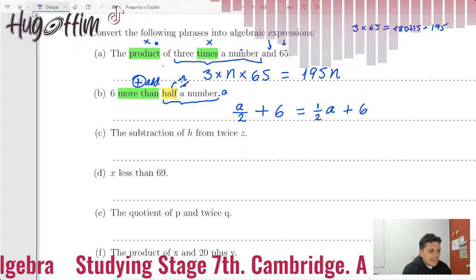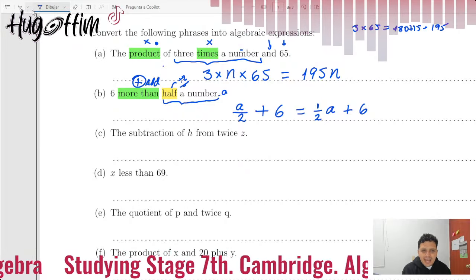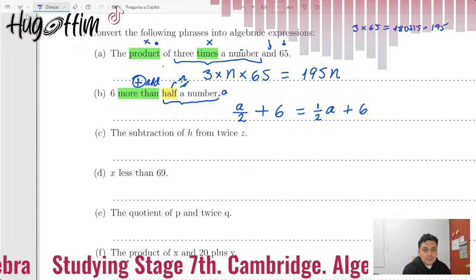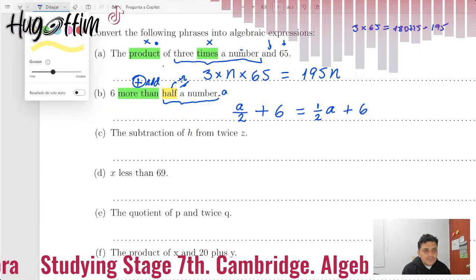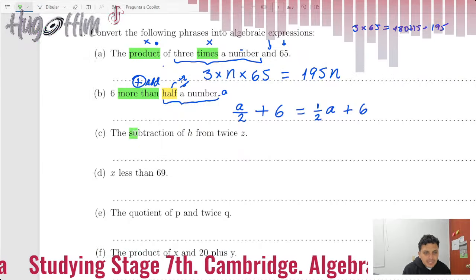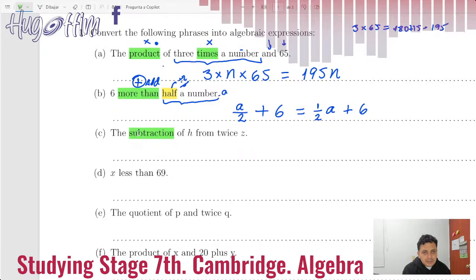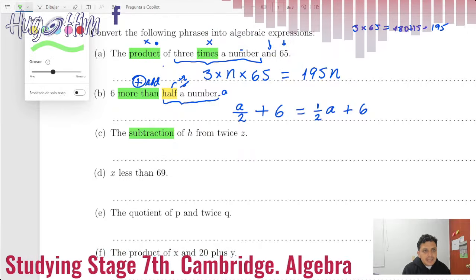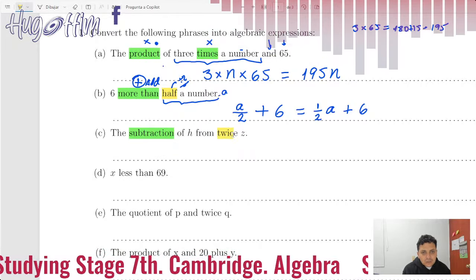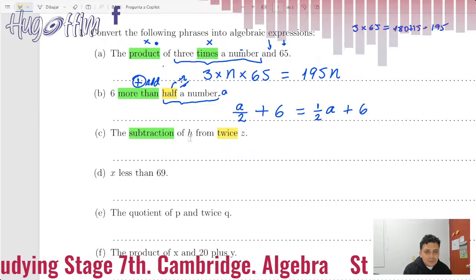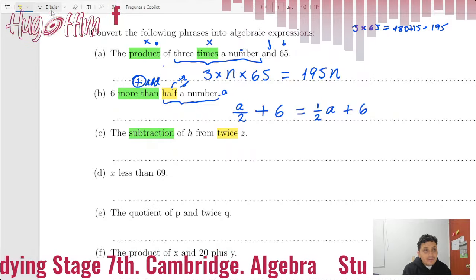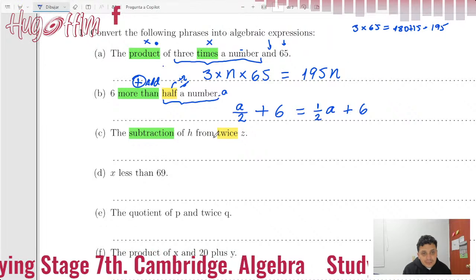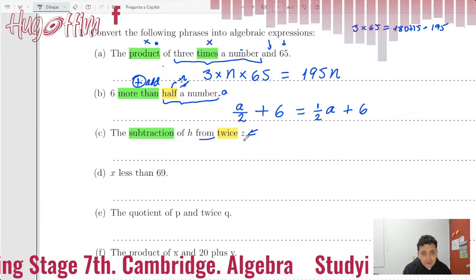Now, in the other questions, I'm just going to highlight so you can understand what operation we're talking about. In this case, for example, it says the subtraction, and there's another that says twice the subtraction of h from. When it says from, it means that this one goes first.